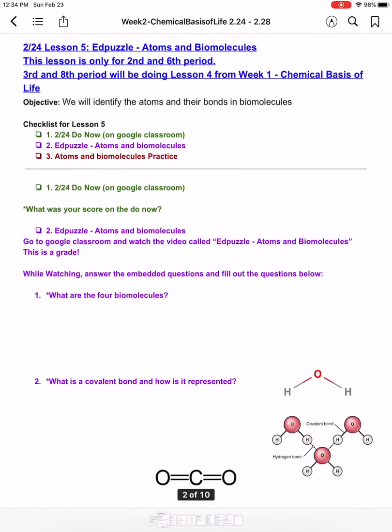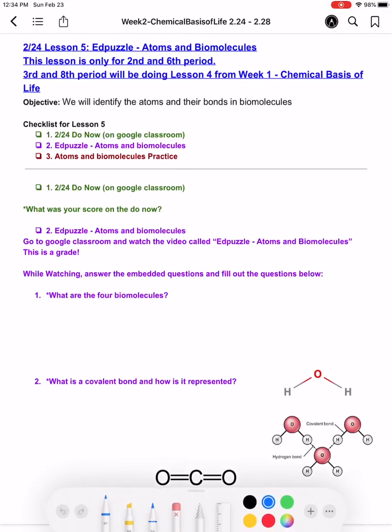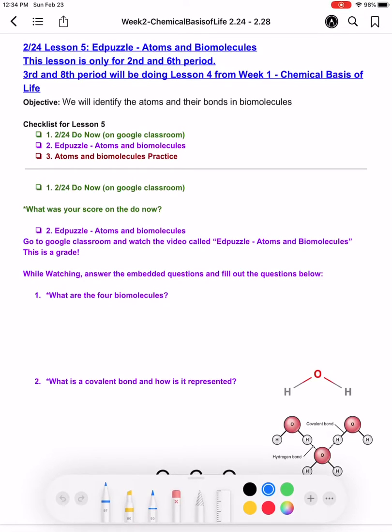So you know that you're watching Edpuzzle Atoms and Biomolecules. We are going to be looking at the atoms and their bonds in biomolecules. All right, so the first thing that we need to go over is basically just what are the 4 biomolecules. Make sure that as I'm writing, you're going to be typing this into your document, okay? There are 4 biomolecules.